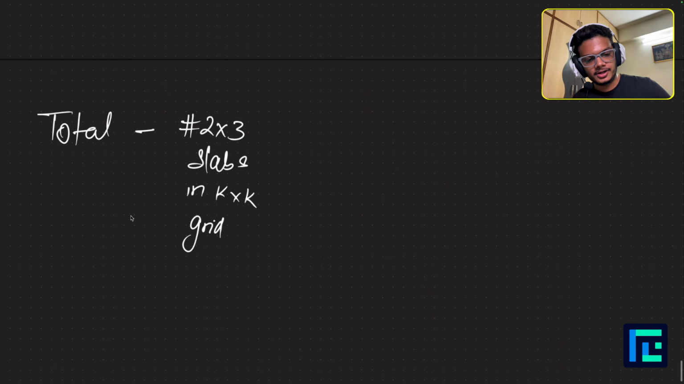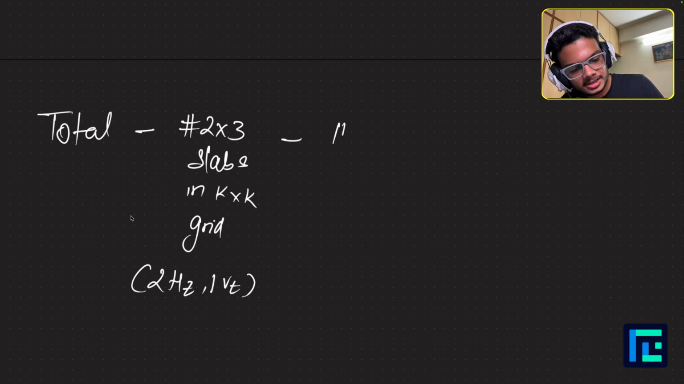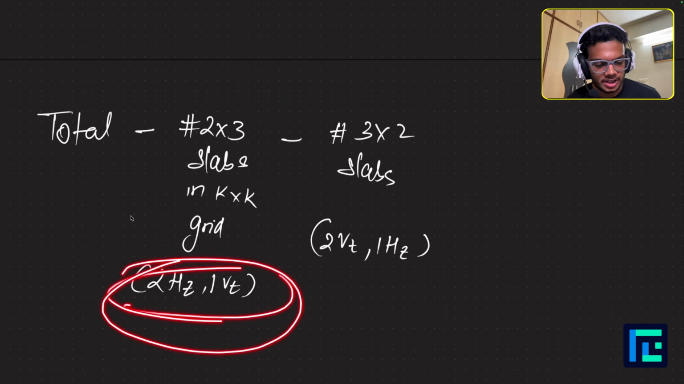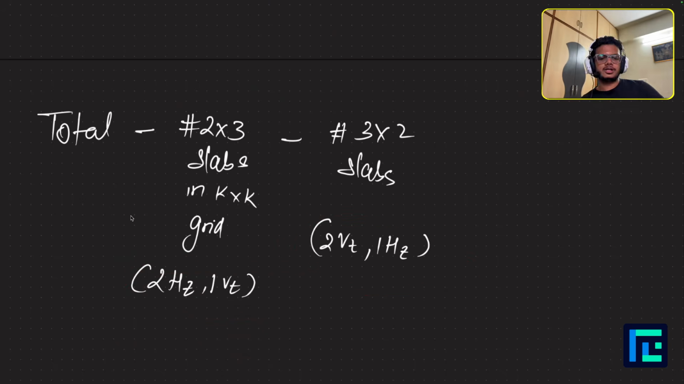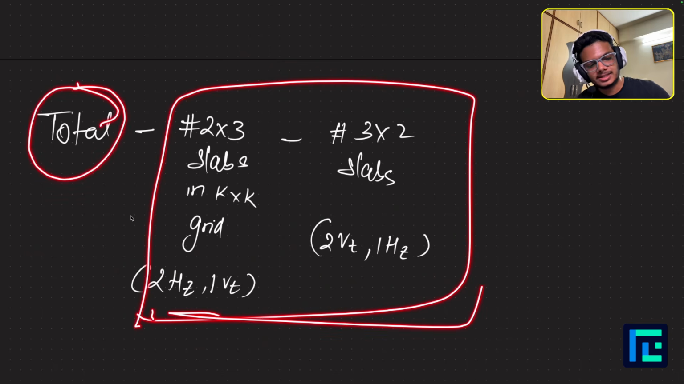So what we have figured out is, from the total, first you subtract the number of 2 by 3 slabs. This is the case when we move 2 steps horizontally followed by 1 step vertically. And from that you also subtract the number of 3 by 2 slabs. This contributes when a knight moves 2 steps vertically and 1 step horizontally. So if you have covered the cases where a knight moves 2 steps horizontally followed by 1 step vertically, and 2 steps vertically followed by 1 step horizontally, you have covered all the possible ways a knight can move. So this is your answer, right? You consider all the cases where a knight can move, and from the total number of ways to place 2 knights, you just subtract the number of attacking placements.